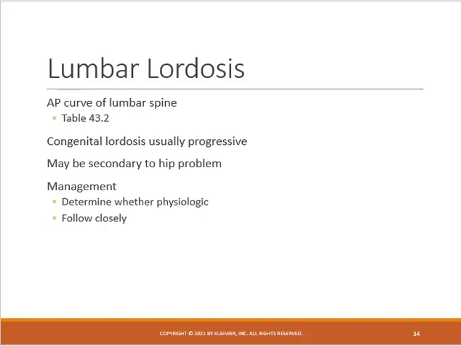Our last back issue is lumbar lordosis, which is a curvature of the lumbar spine. Congenital lordosis is usually progressive and it may be secondary to a hip problem. It's important with these children to determine whether it's a physiological issue. If the lumbar spine flattens and the lordosis disappears when the child bends forward, then it is considered a physiological condition and no treatment is needed. If it's more fixed, then referral to orthopedist is needed.